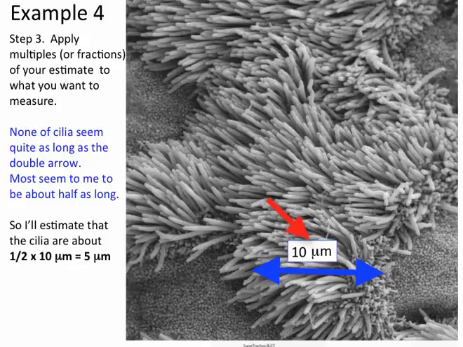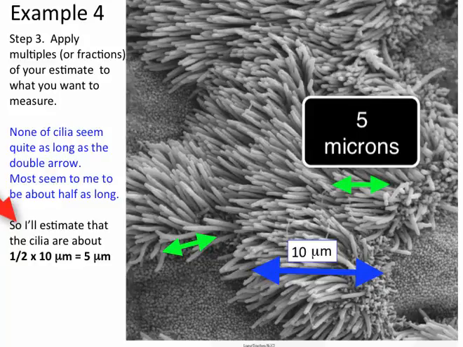Step 3, we apply multiples or fractions of our estimate. None of the cilia seem quite as long as the double arrow. Most seem to me to be about half as long. So I'll estimate that the cilia are about 1/2 times 10 microns equals 5 microns. So the cilia are maybe about 5 microns long.